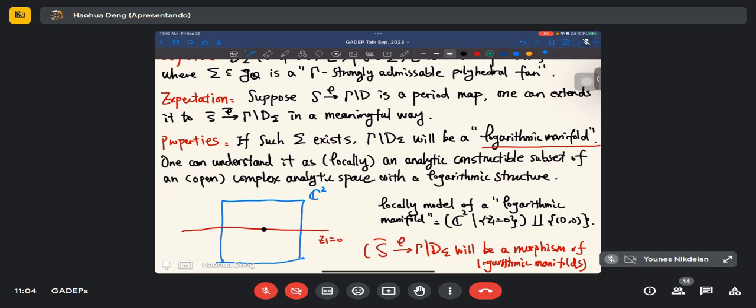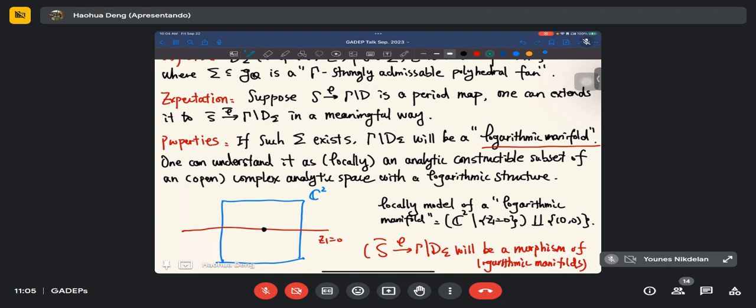Locally, it is modeled by C^2, but you just drop this coordinate axis. After you drop this coordinate axis, you add one point, this (0,0) point, back. So you can see this is kind of an analytic space, but it has some slits. And the strata by analytic subspaces have some different dimensions.